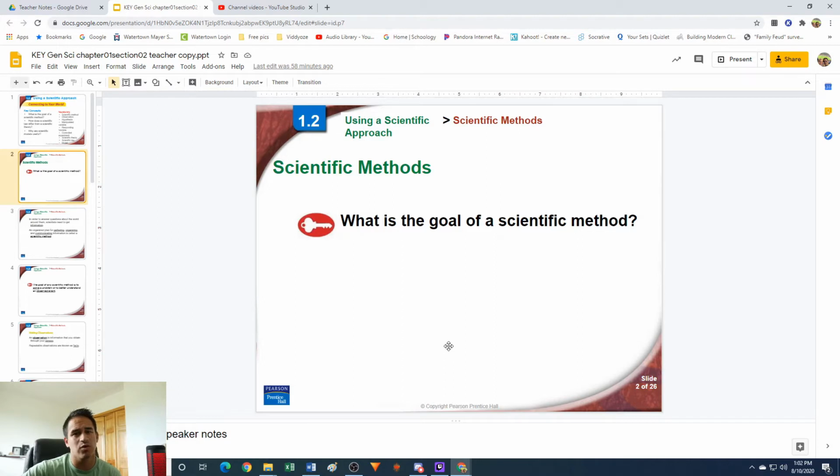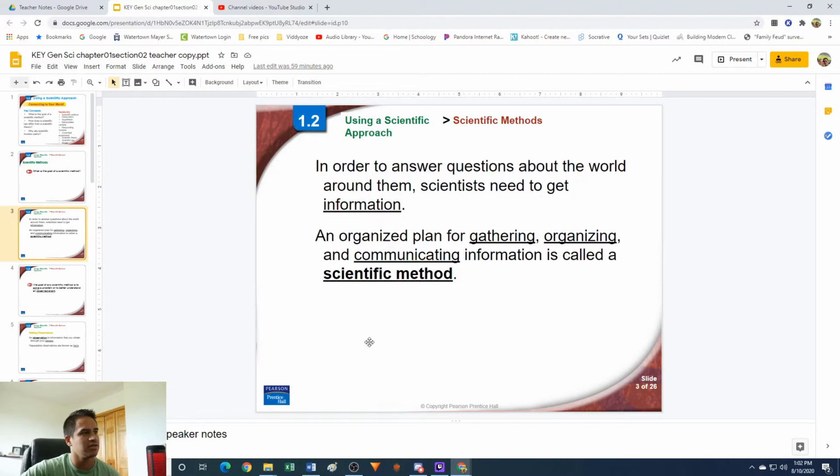So what is the goal of a scientific method? In order to answer this question, we have to think back about what is science and why we do science. A lot of times, in order for us to gain information about the world, we come up with an organized plan to gather information and communicate that information to other people once we are done with it. All of this together is what we consider the scientific method.